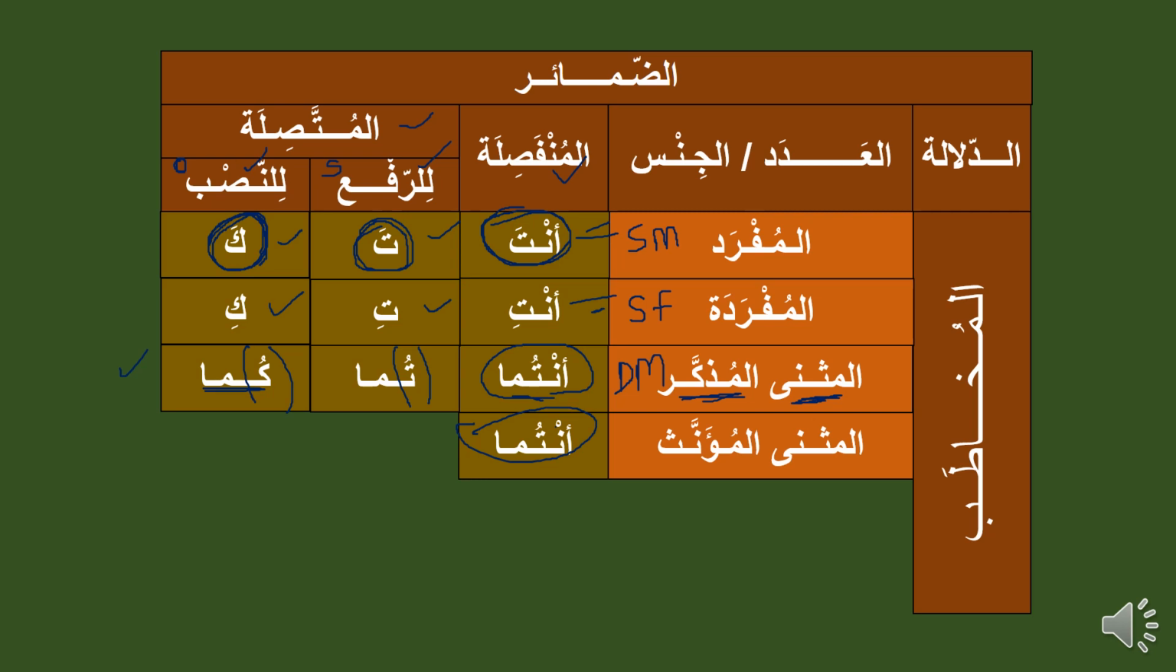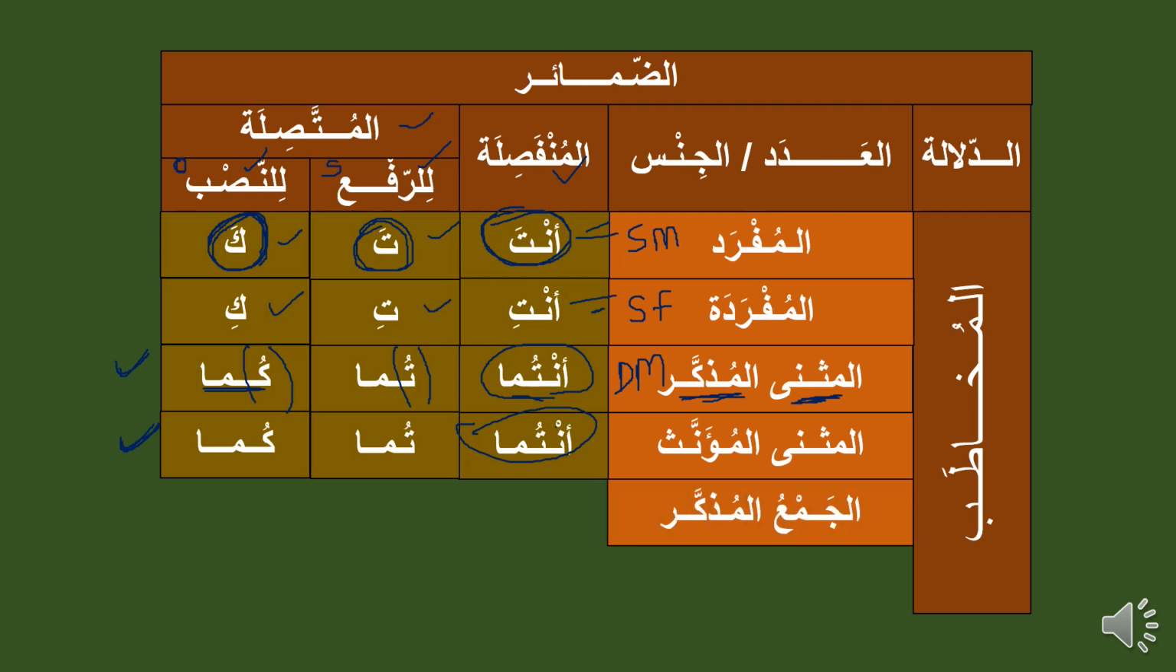Also in the muttasil rafun it is tuma, and the muttasil nasb is also kuma. So it's just the same thing. Whenever you want to make use of the pronoun for dual, you are not going to differentiate the masculine and the feminine because they are both used the same way.